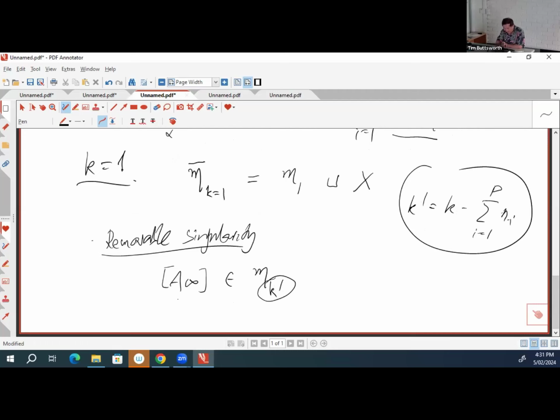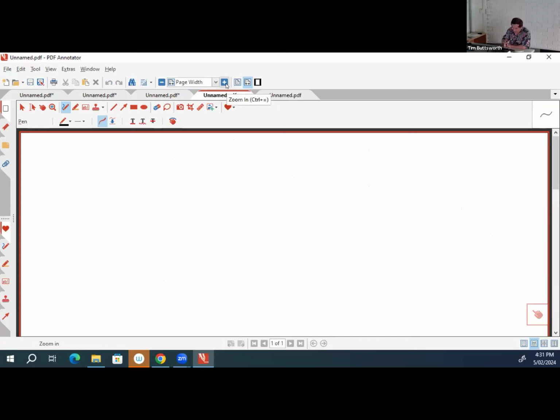Okay, so this gives us the following. We have this instanton moduli space for k equals 1, and then there are some reducibles. The reducibles are five-dimensional, and then a bunch of reducibles.